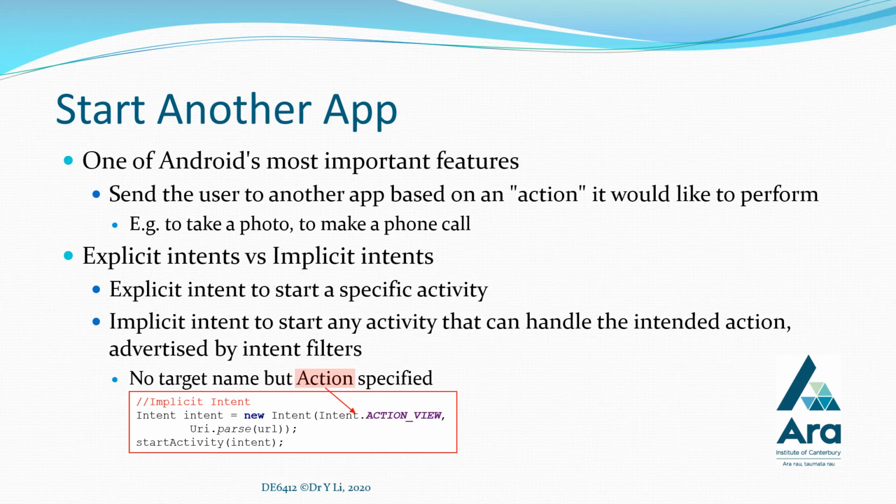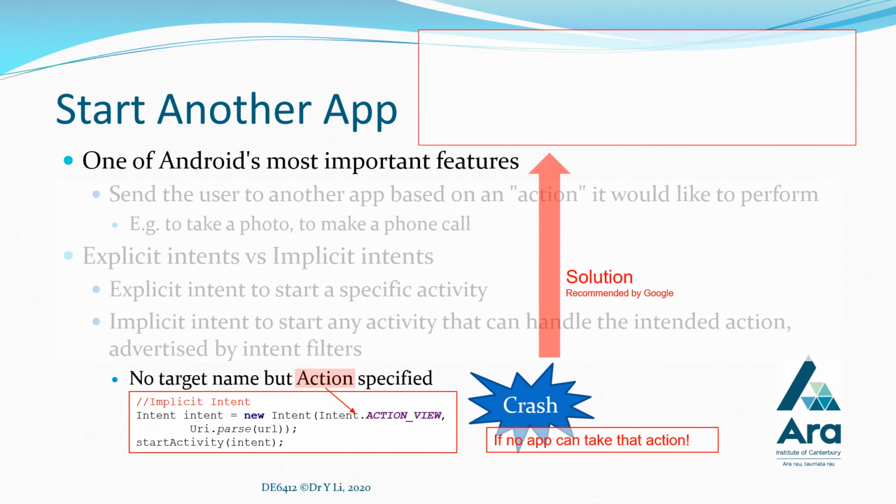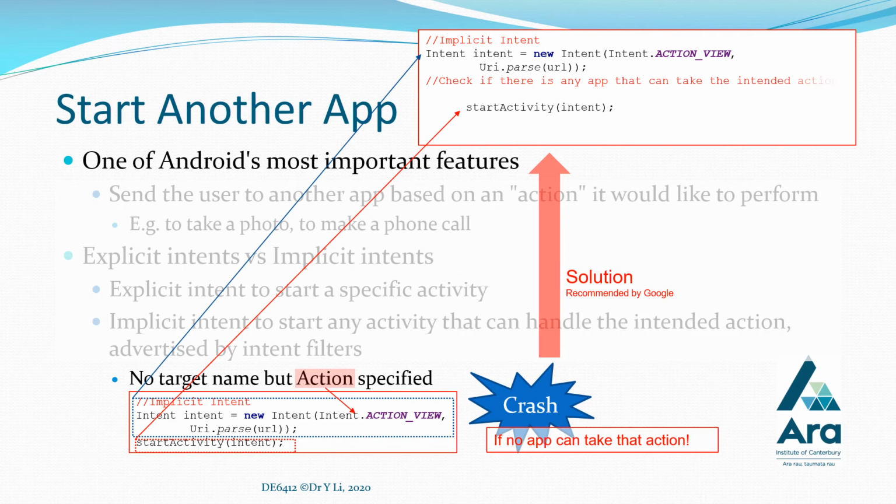However, the app would crash if there's no app in the device which can take the specific action. The solution, which is recommended by Google, is that we create the implicit intent as normal, and use the intent to start an activity later, but only after we have checked if there is any app that can take the intended action or not. If not, we don't start the activity.